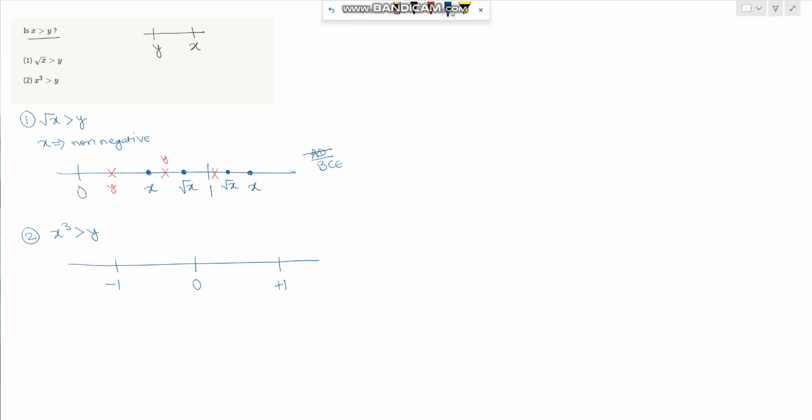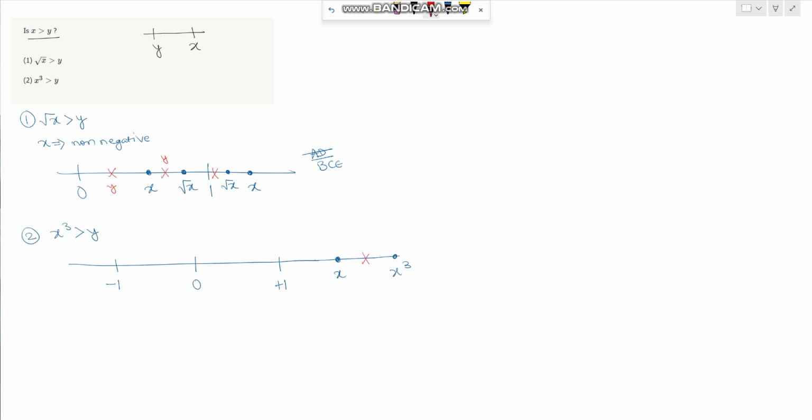And the fourth section in which x lies beyond 1 and towards infinity. So let's start looking at this section first. So let's say if x lies here, x cube will be a value which will lie to the right of x. The value of x cube will always be greater than x if x is beyond 1.